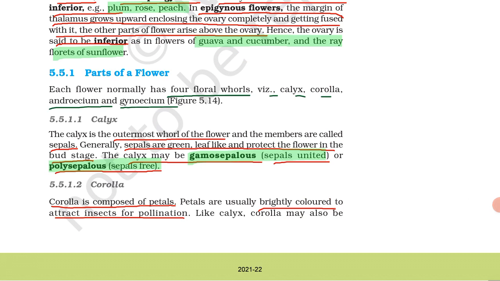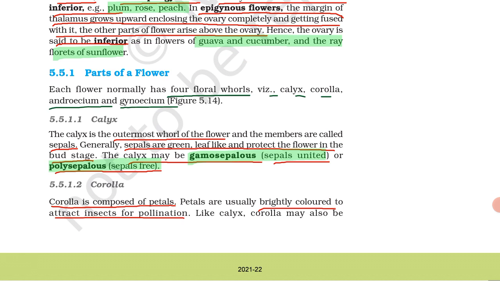Parts of flower. Each flower normally has 4 whorls, that is calyx, corolla, androecium and gynoecium. We have learned earlier that it has 4 different types of floral whorls. So let's learn about calyx. Calyx is the outermost whorl of the flower and the members are called sepals.